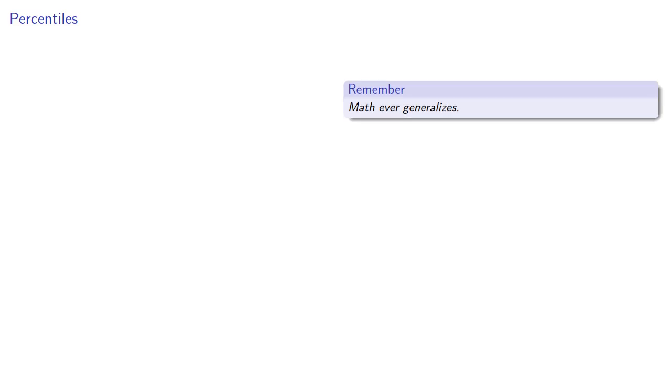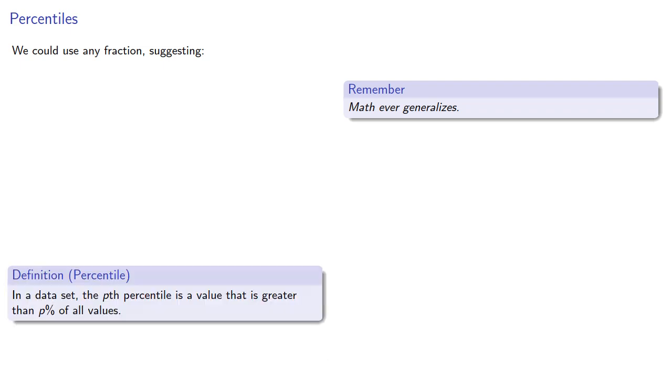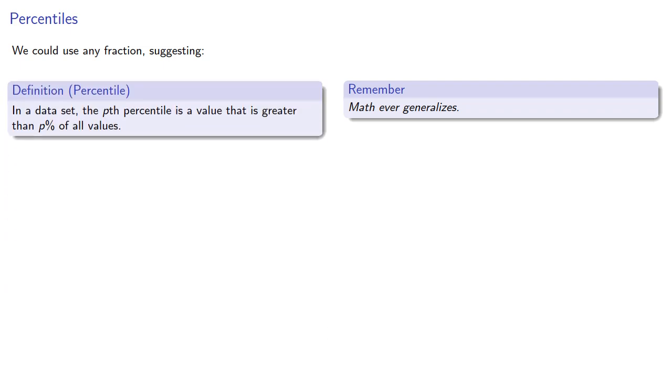So remember, math always generalizes. We could use any fraction, suggesting the following. In a dataset, the pth percentile is a value that is greater than p% of all values.